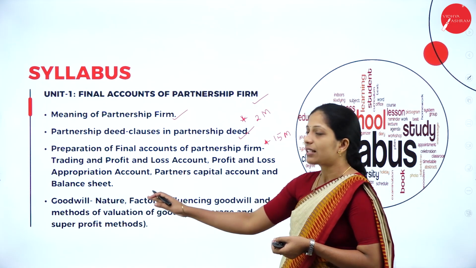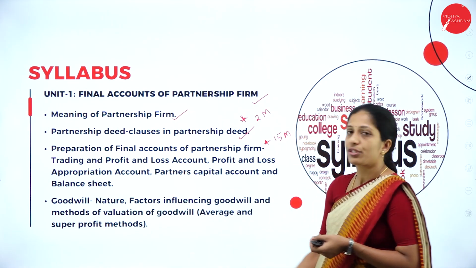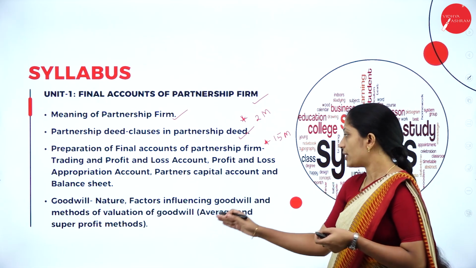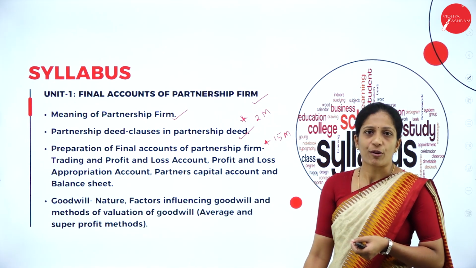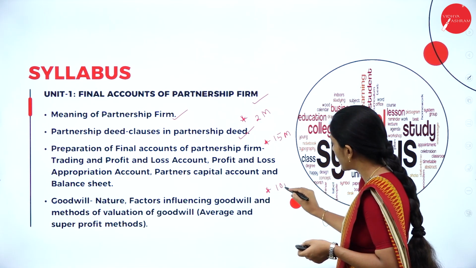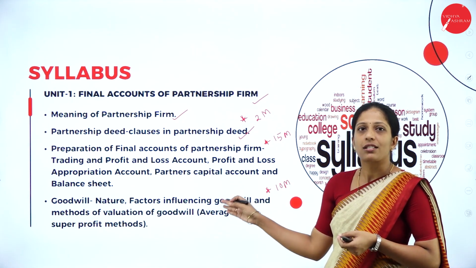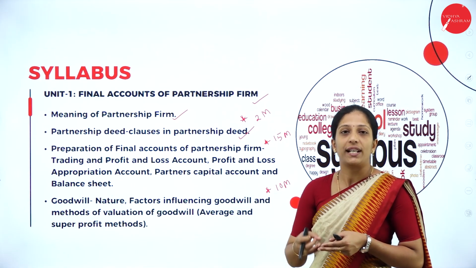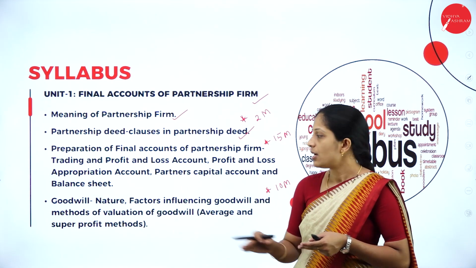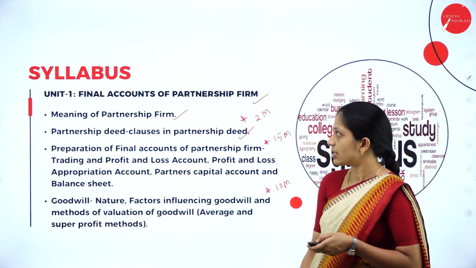Next, coming to the next concept, that is goodwill, where you are going to learn about nature, factors influencing goodwill and methods of valuation of goodwill, average and super profit method. Again, this is a very important question which comes for 10 marks. Either theory or you will get a problem on the topic of goodwill. So it is an important question once again.